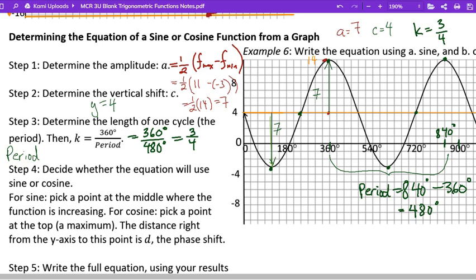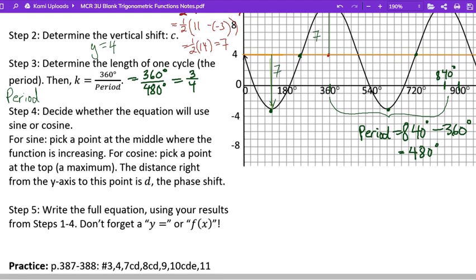If it's 4 over 3, that would imply that we're stretching the function. Are we stretching it? Yes. How do you know we're stretching it? What's the period? 480. It's greater than 360. So we took that function and we stretched it just a bit.